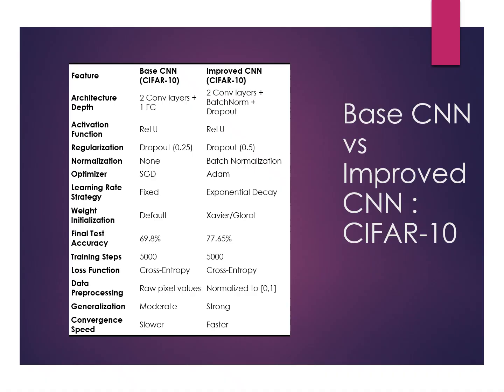Data preprocessing: for the basic CNN, we used raw pixel values, whereas for the improved CNN, I normalized them from the raw pixel values to between 0 and 1, which helped us in making things easier. Generalization was moderate in the basic one, whereas in the improved one it was really strong. The convergence speed was lower in the basic one, whereas in the improved one we had faster convergence.